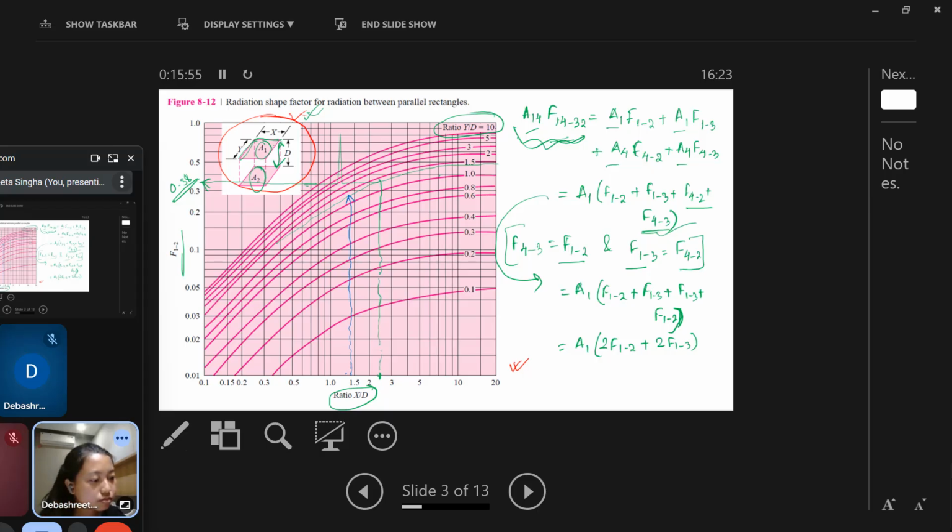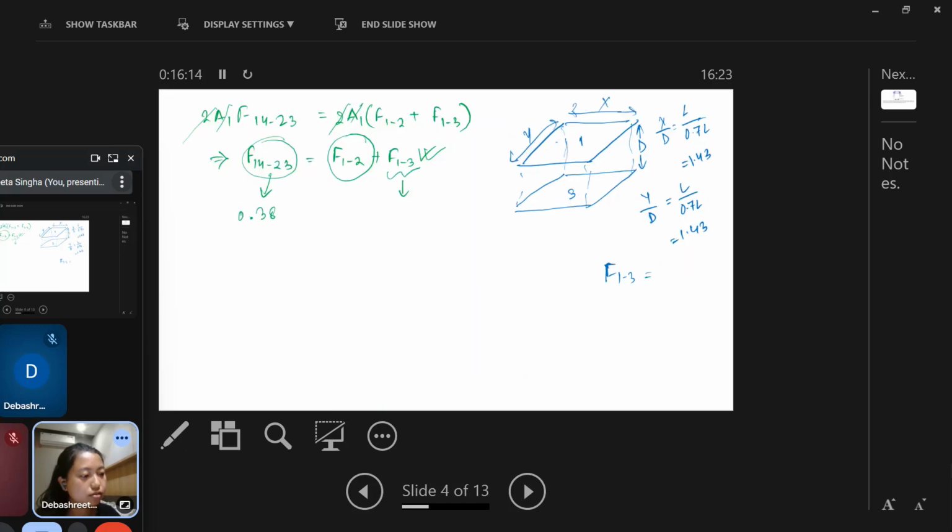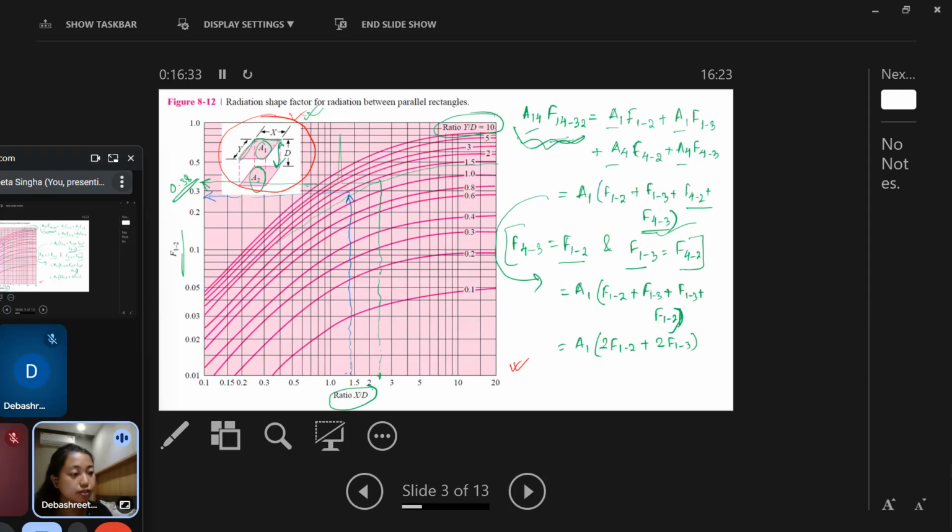Okay, my plot is wrong because I'm just doing it manually. If you want to find it out exactly, you have to plot on graph paper with scales. So this will come around 0.3. So from here we can calculate F12 is equal to 0.38 minus 0.3, which is 0.08. So like this we find out the view factor.